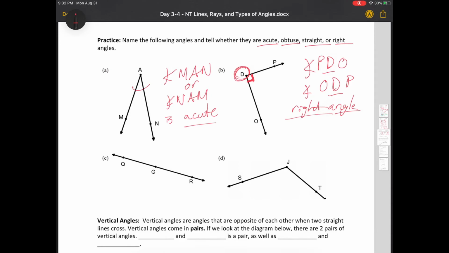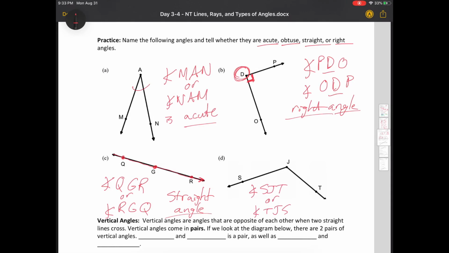Now here, this should be a gimme. We have two rays with a common vertex. Look at your definition of a straight angle. If you forget, we can call this angle QGR or angle RGQ, and this is a straight angle. And then finally, to name this angle, we have angle SJT or angle TJS, and this looks like it's greater than 90 degrees, so it is an obtuse angle.